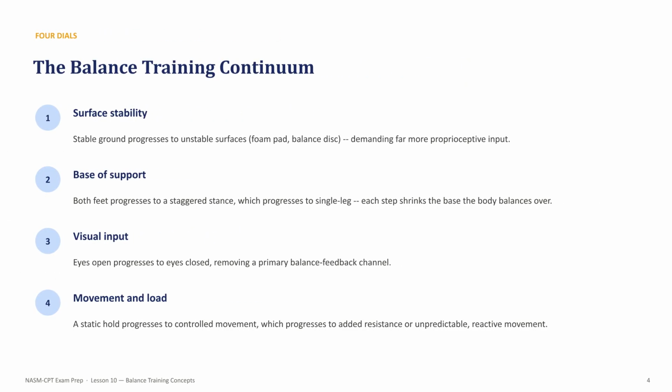There are 4 dials you can turn to change difficulty. Surface stability. Stable ground progresses to unstable surfaces, a foam pad, a balance disc. This demands far more proprioceptive input. Base of support. Both feet progresses to a staggered stance, which progresses to single leg. Each step shrinks the base the body balances over. Visual input. Eyes open progresses to eyes closed, removing a primary balance feedback channel. And movement and load. A static hold progresses to controlled movement, which progresses to added resistance or unpredictable reactive movement.